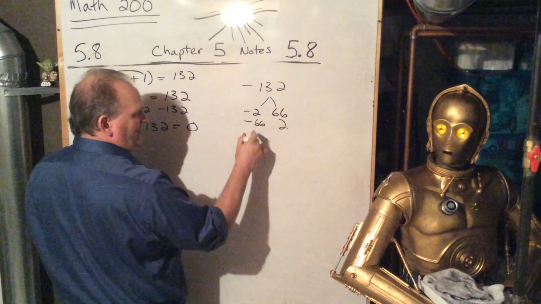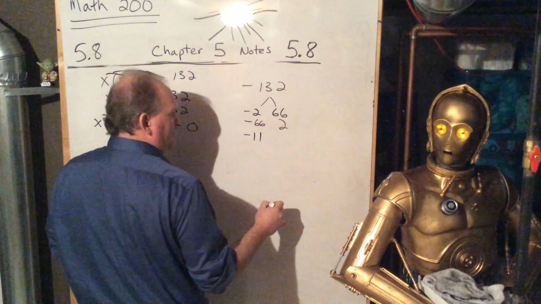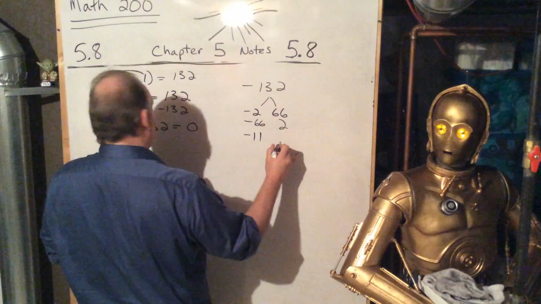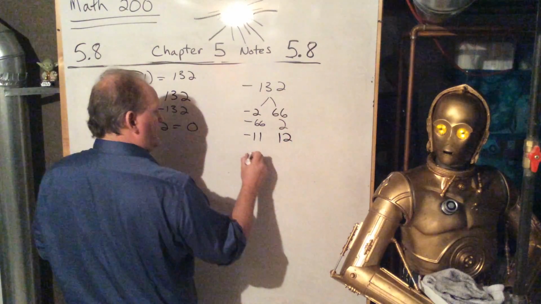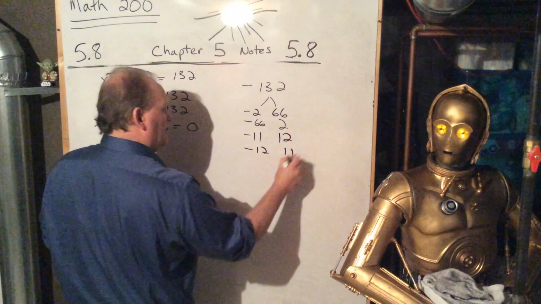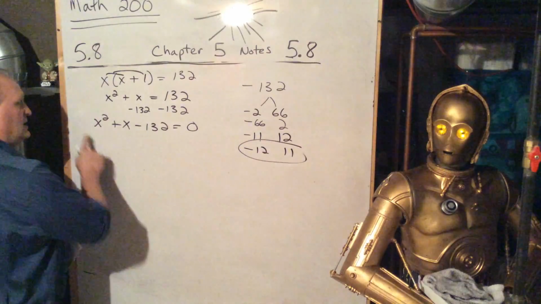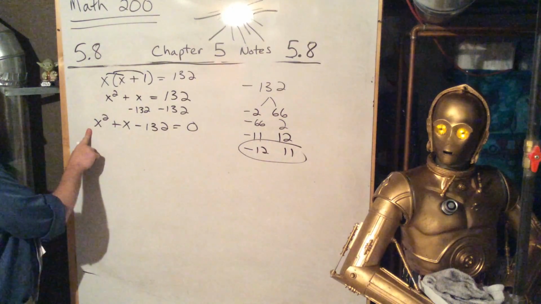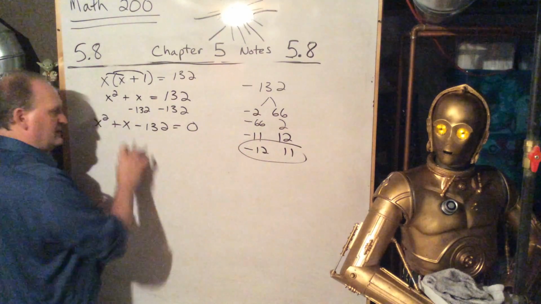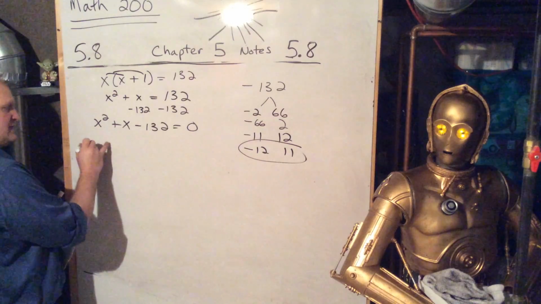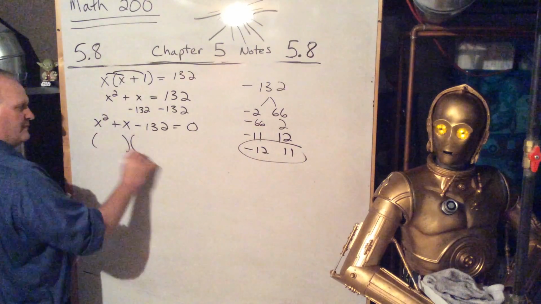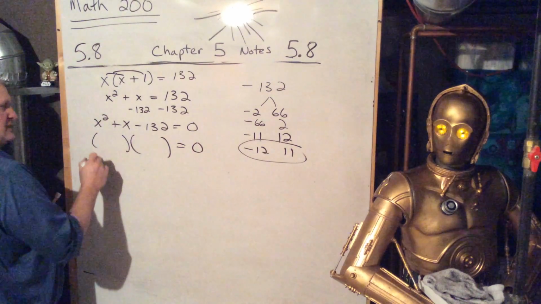66 has 6 times 11. Let's try 11. 11 times 12. And negative 12 times 11. There it is. Winner, winner, chicken dinner. So because it's a 1x squared, we don't need to do the AC method and factor by grouping, all that stuff. We just go right to the factoring stage.